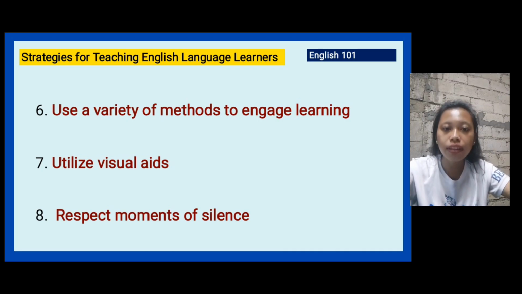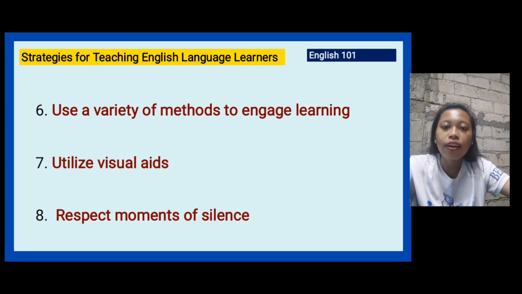Next, number 7, utilize visual aids. Here, pictures, charts, diagrams, and other visuals make lessons easier to understand. Visual aids support comprehension, especially for students who may struggle to follow spoken instructions. That's why you as a teacher have to utilize visual aids.